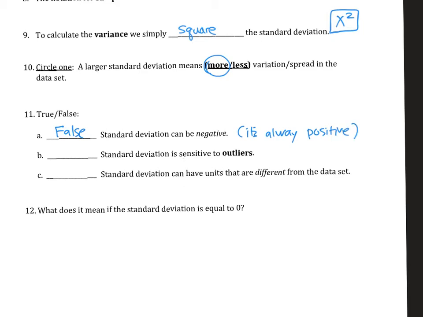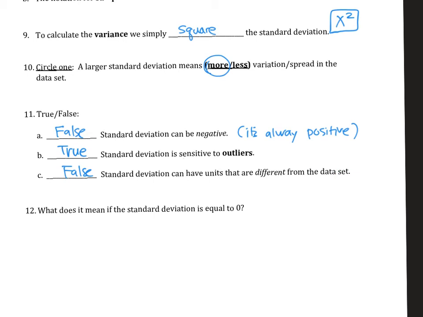Standard deviation is sensitive to outliers, that's true. If you have one big number, your standard deviation is going to come out very large. Standard deviation can have units that are different from the data set? It should be the same, false. This part you don't have to worry too much about.